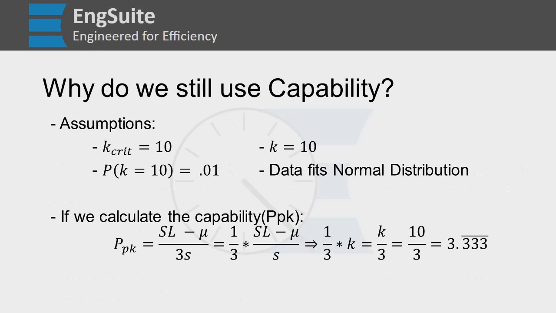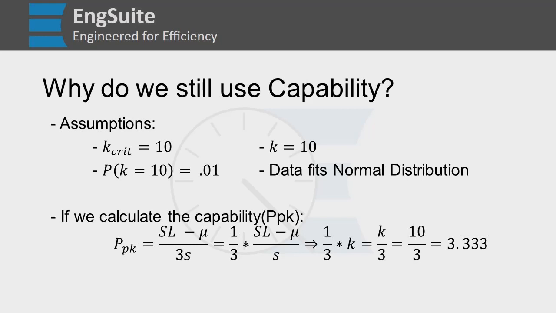PPK. So one thing that we know is we take our spec limit minus mu over 3 times the standard deviation. We can actually split that up to 1 over 3 times the spec limit minus mu over S, which we know is just our K. So we can take 1 over 3 times K. So our PPK can also be represented, when talking about Chebyshev's inequality, as K over 3.